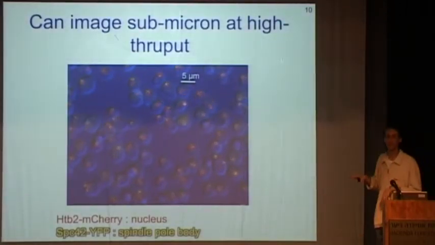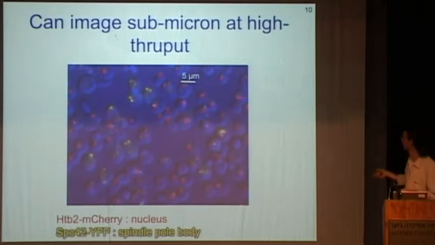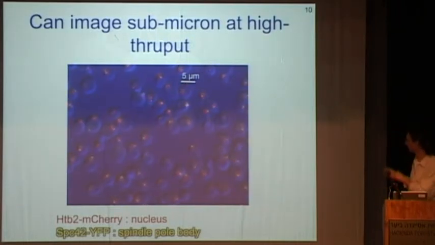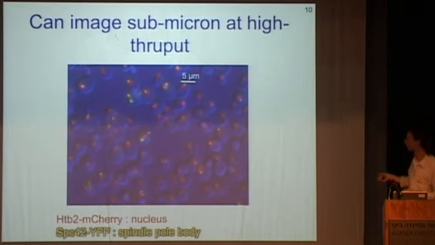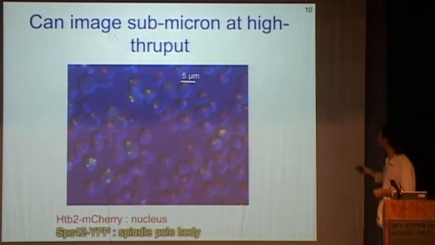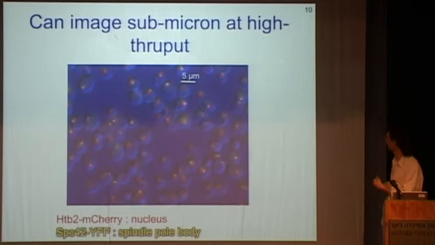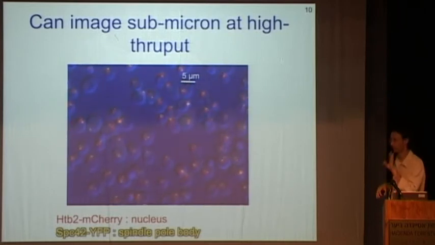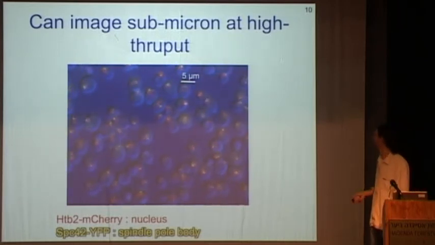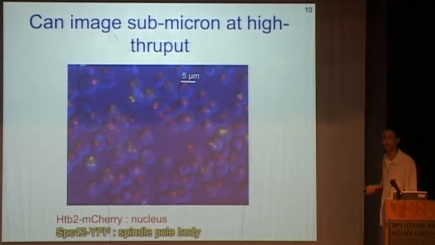Since this is a nano conference and I was foolish enough to put the word micro in the title of my talk, I have to show that even in a large-scale, high-throughput manner, we can also observe submicron structures. In this case, the yellow dots are what are called spindle pole bodies, and I think they're less than 100 nanometers in diameter. Even in this poor resolution, we can do some statistics with them. Okay.